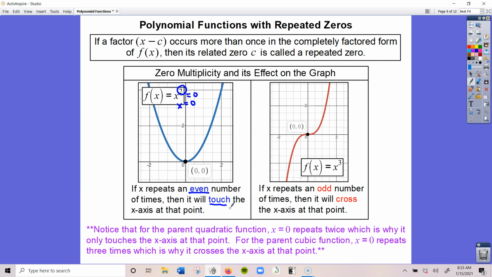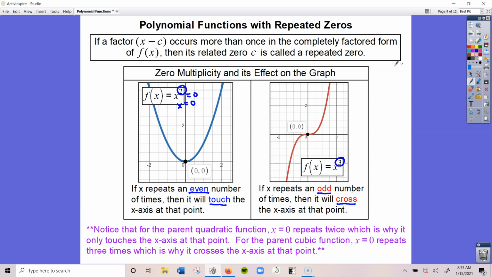at that particular point. For x to the third, we still have that x-intercept at x is equal to 0, but because it repeats 3 times, because that's the exponent, that means that it's going to cross the x-axis. And you'll notice that it touches the x-axis and it keeps going. So it goes through it. So if your x-intercept has an odd multiplicity, so repeats an odd number of times, then it will cross the x-axis at that particular point.